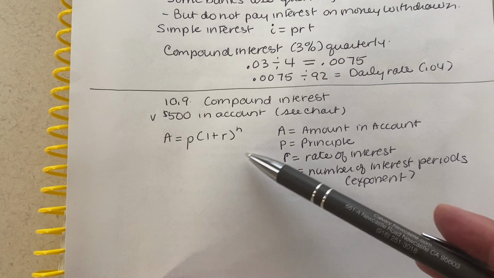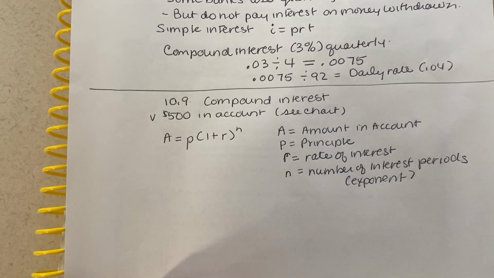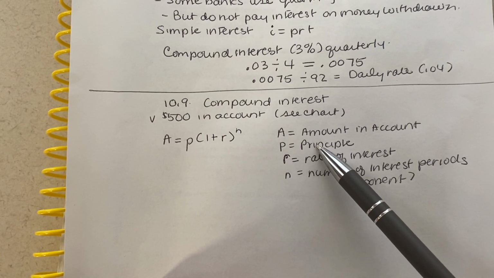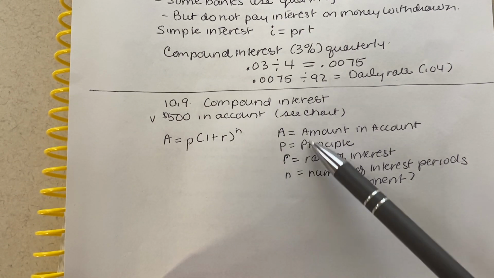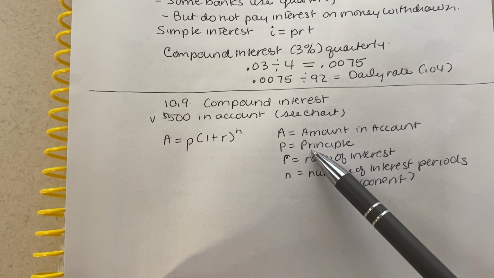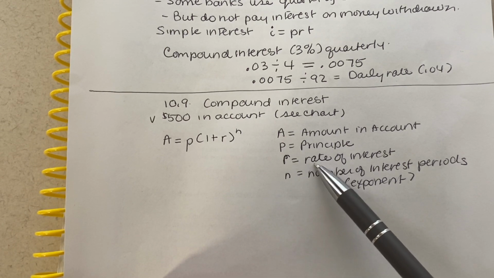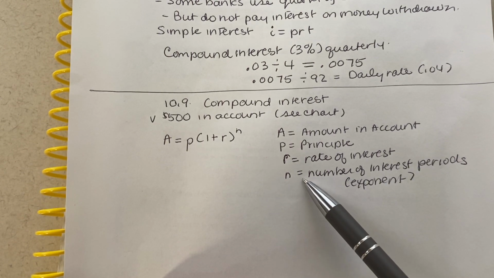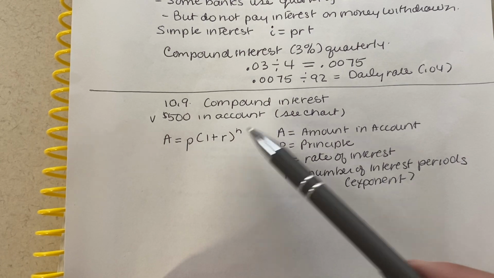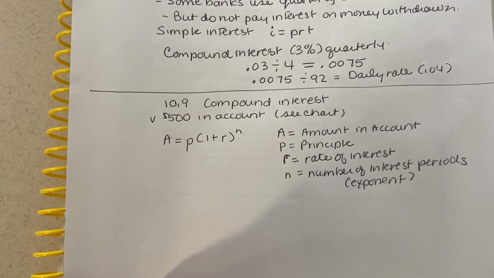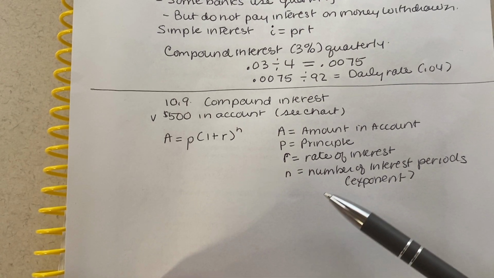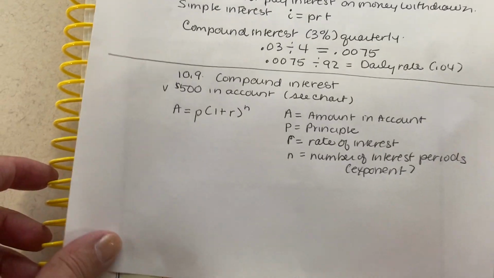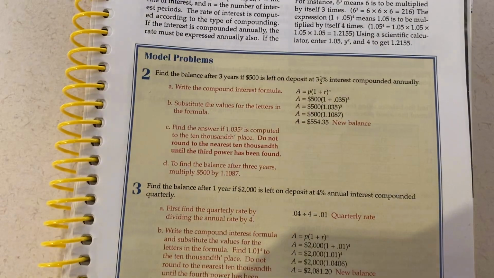So we have A, that's just the amount you have in your account. That's what you want to know. How much money do I have in my account? Well, you've got to use this formula. P would be the principal, how much, $500 or whatever, see chart, whatever, but the principal. And R would be the rate of interest, the percentage, right? And N is going to be the number of interest periods that you have. Now, if you had semi-annual, you have 2. If you have quarterly, you have 4. So how many times, those interest periods, that's going to be the exponent. So this is a little crazy, isn't it? But it works.